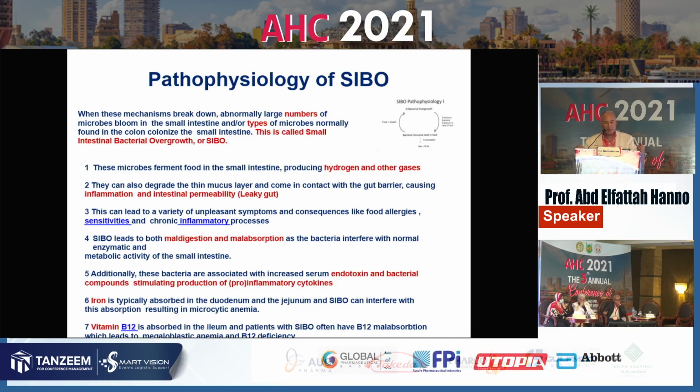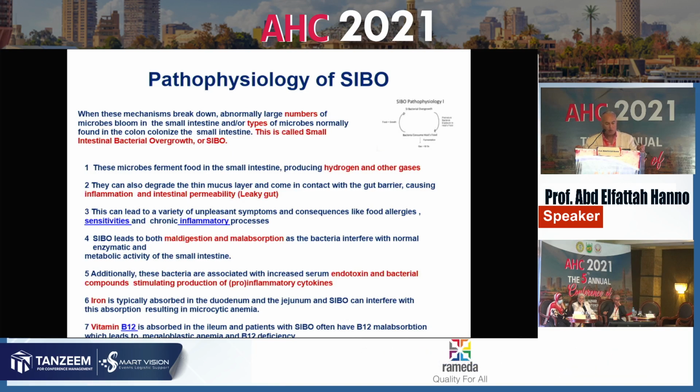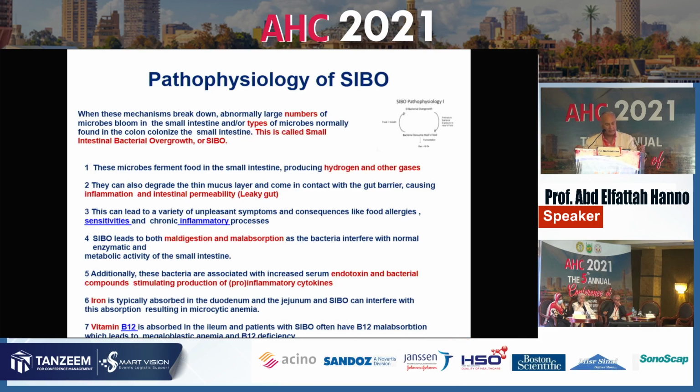These microbes ferment food in the small intestine, producing hydrogen and other gases. They can also degrade the thin mucus layer and come in contact with the gut barrier, causing inflammation and increased intestinal permeability, what we call leaky gut, and leading to sensitivities and inflammation. SIBO also leads to maldigestion and malabsorption, as the bacteria interfere with the normal enzymatic and metabolic activity of the small intestine.